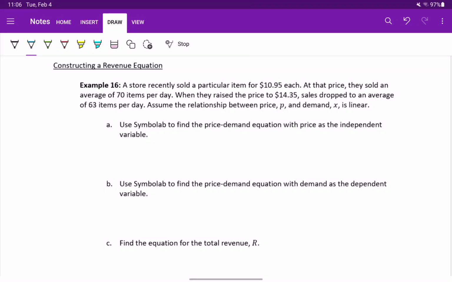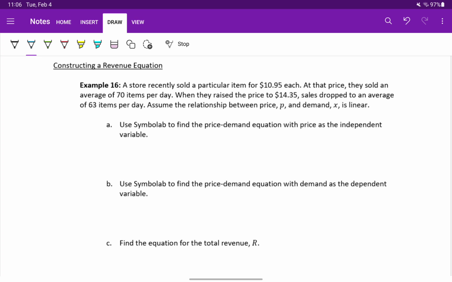In example 16, we want to construct a revenue equation, which will be a quadratic equation given some price and demand information. We have a store that recently sold a particular item for $10.95 each. At that price, they sold an average of 70 items per day. Then they raised the price to $14.35, and sales dropped, which they should because price and demand have an inverse relationship, to 63 items per day.